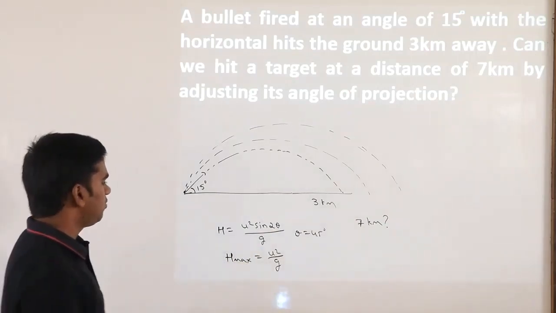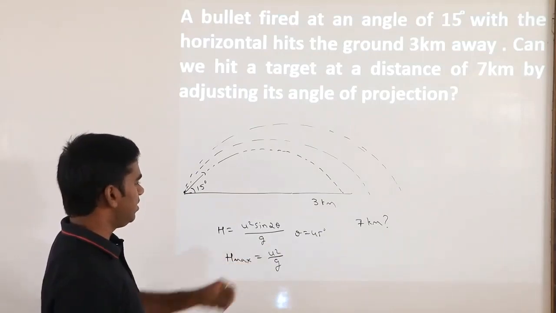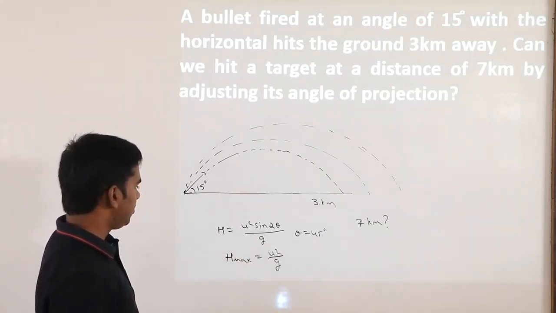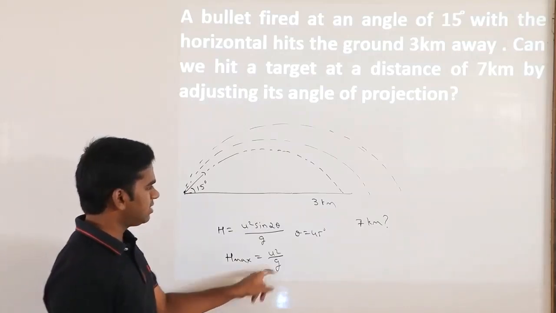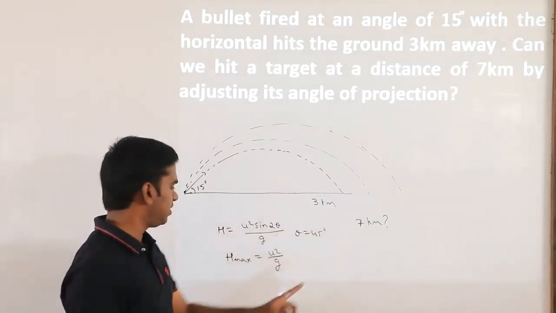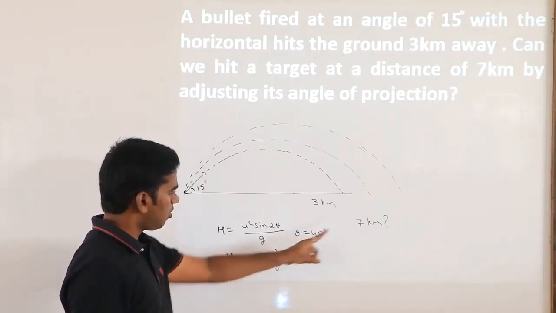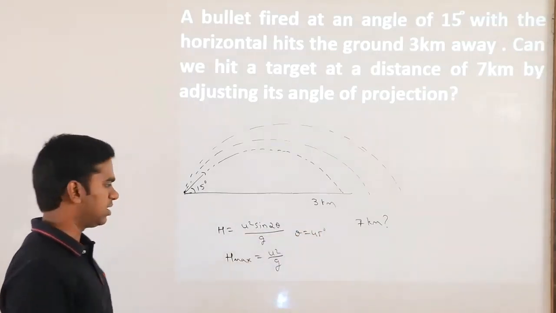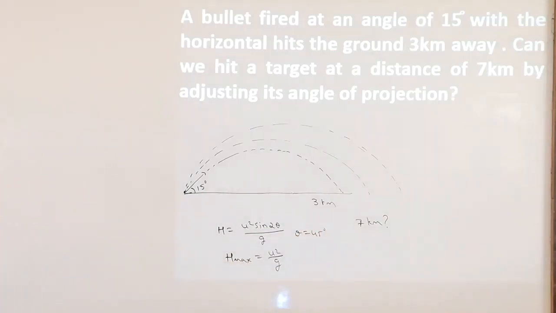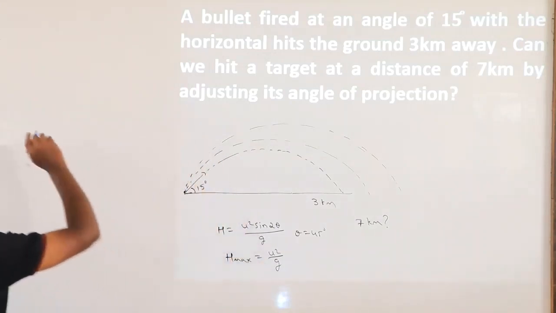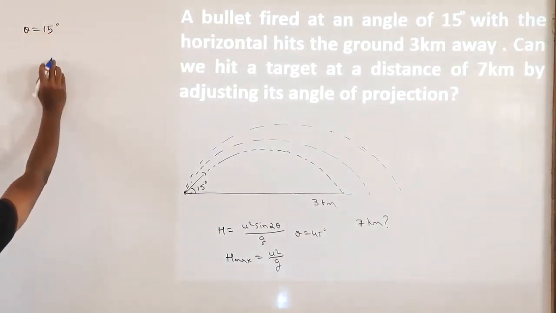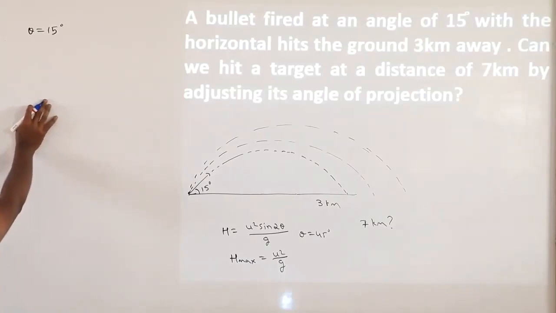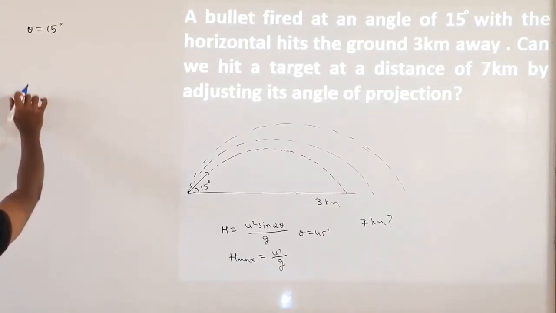Okay. So if we calculate u square by g, then you can say whether, if it is less than 7, you cannot reach 7 kilometer. If it is more than 7, obviously you can reach the 7 kilometer. Okay. So we will check. For that you have to calculate u square by g for the given data. What is the given data? Theta is given, that is 15 degree. Then horizontal distance they have given.